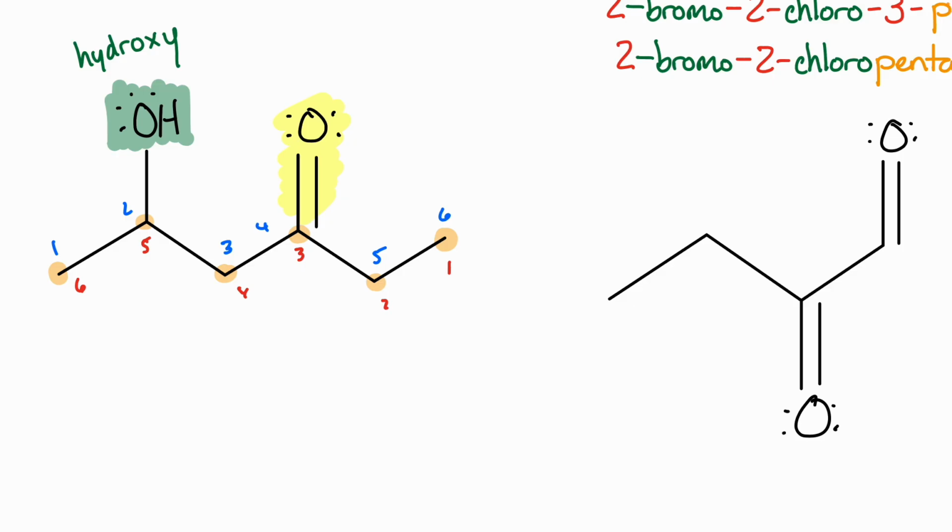And which numbering scheme am I going to pick, red or blue? Because I'm going to prioritize that highest priority functional group, right? So I'm going to use this red numbering scheme here. So this would be 5-hydroxy, 3-hexanone.